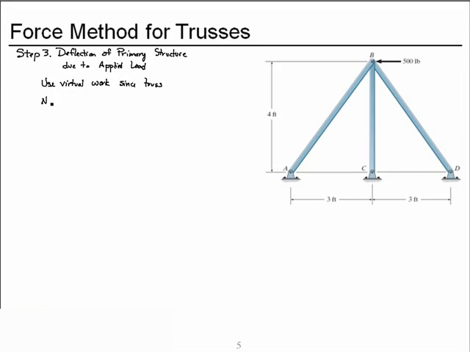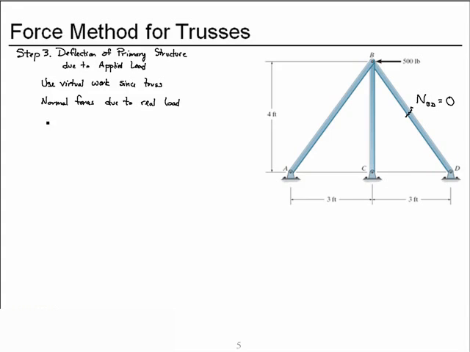Let's start by finding the normal forces in the truss due to the real load. Now remember, this is not of the indeterminate truss, but of the primary structure, which is cut in between B and D. And if we cut that member, the normal force in member BD, due to the 500 pounds lateral load, is going to be 0.